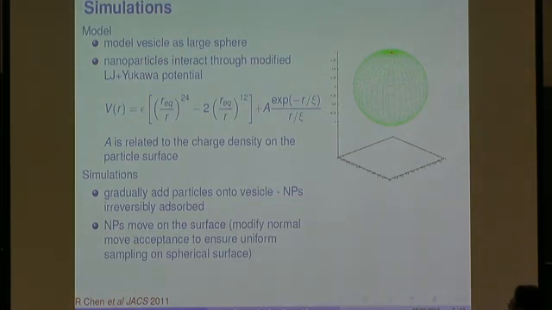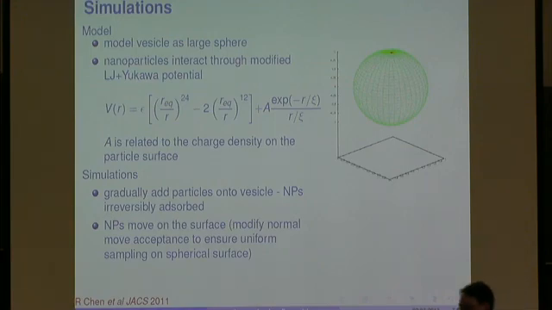So to do this, we use some quite simple Monte Carlo simulation. Essentially, the model we use had the vesicle itself, and that's just modeled as a very simple large sphere. So we're neglecting any change to the vesicle shape, any change to the vesicle structure as particles absorb onto it, at least as an initial approximation.